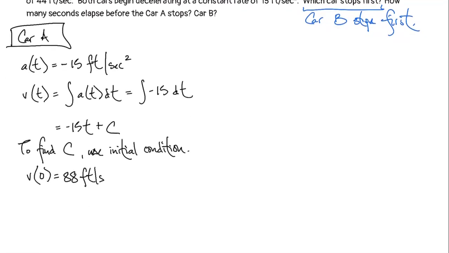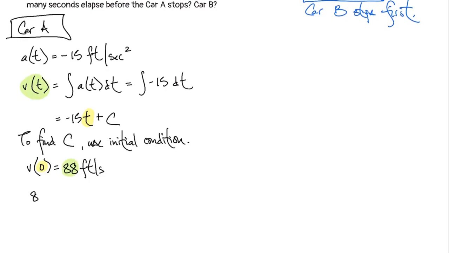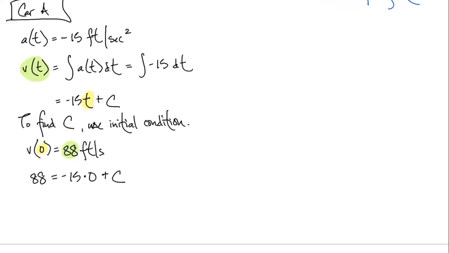So here's what we're going to do. Everywhere where we see a t, we're going to plug in 0. And everywhere we see a v of t, we're going to plug in 88. And so when I write that out, I'll get 88 equals negative 15 times 0 plus c. Now this is really nice because the only thing I don't know is c. So c equals, let's see, negative 15 times 0 is 0. So c equals 88.